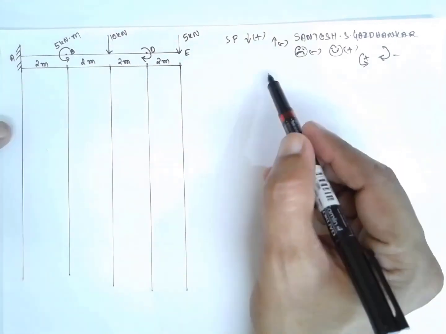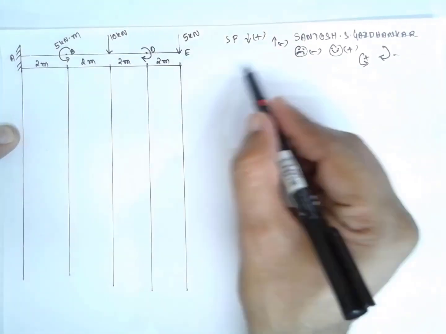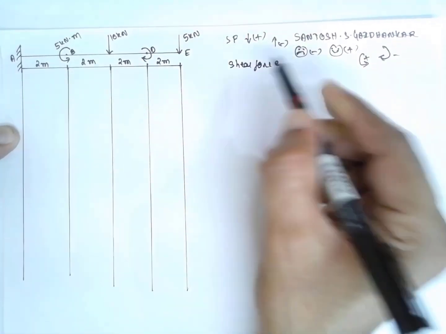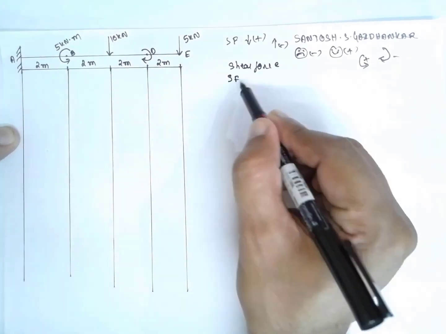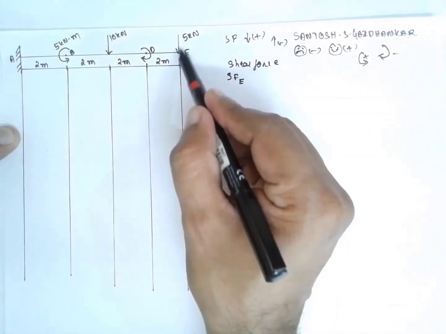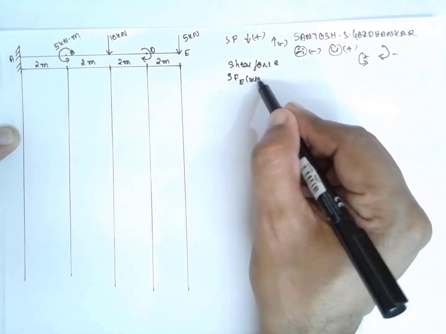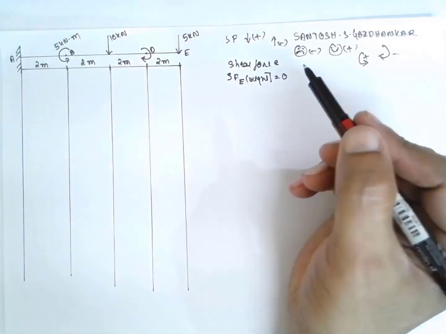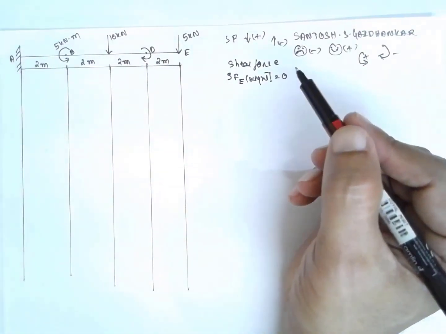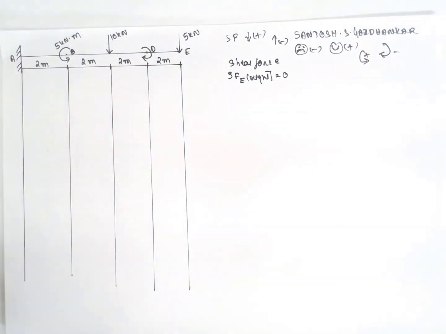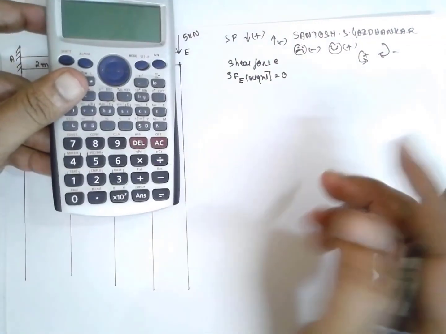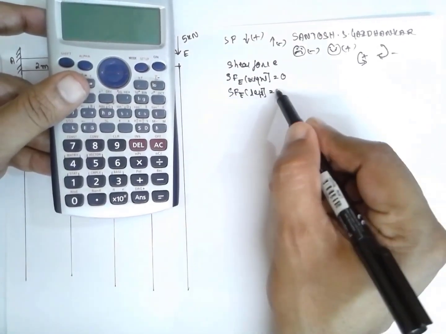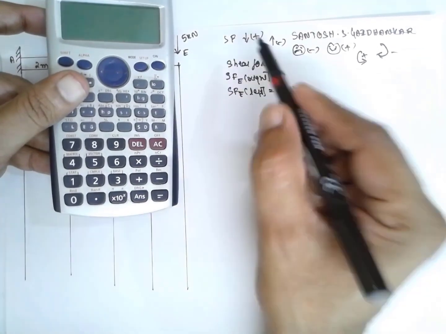Now first I will go for shear force. SF at E. There is a load acting here, therefore you have to consider right and left. At the right it is 0. On the left, SF at E left will be 5 kilonewton because downward I have considered as positive.